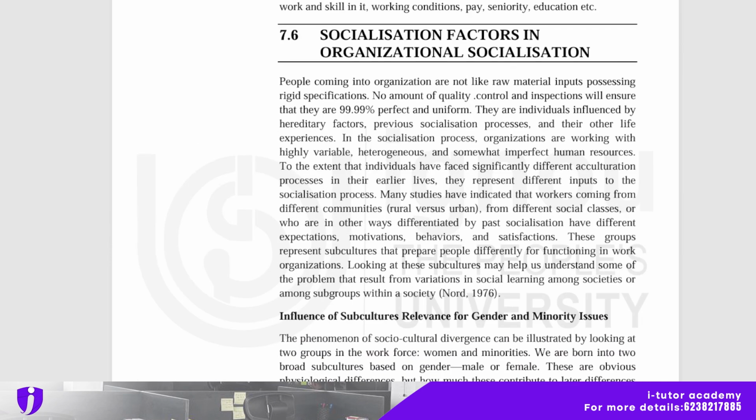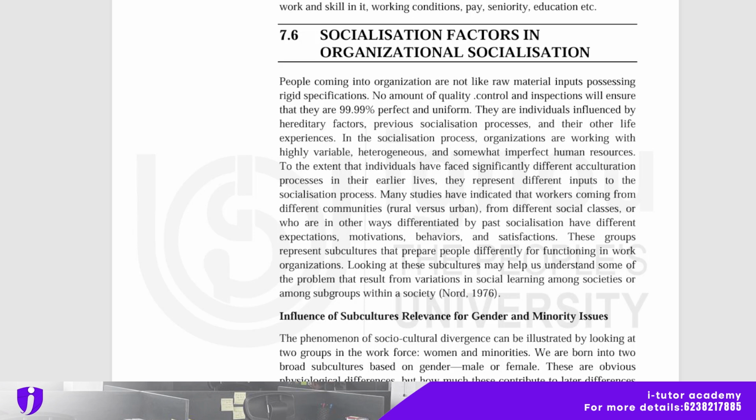And next is socialization factors in organizational socialization. People coming into organizations are not like raw material input possessing rigid specifications. No amount of quality control and inspection will ensure that they are 99.99% perfect and uniform. They are individuals influenced by hereditary factors, previous socialization processes, and their other life experiences. In the socialization process, organizations are working with highly variable, heterogeneous, and somewhat imperfect human resources.